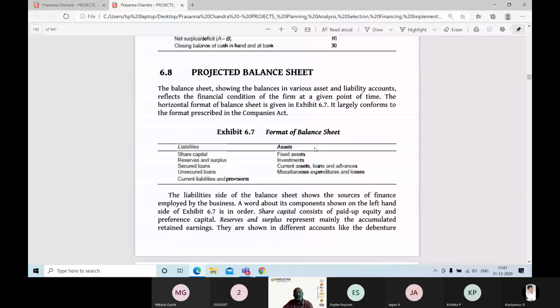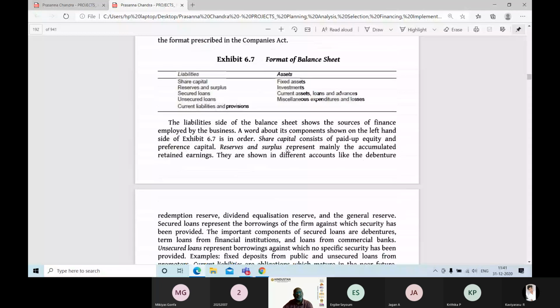Form of liabilities and assets on the horizontal side, they have to provide it, and accordingly they have to show it in a systematic manner. So here, in the liabilities side of the balance sheet, share capital consists of paid-up equity and preference capital. Reserves and surplus represent mainly the accumulated profits. They are shown in different accounts like debenture redemption reserve, dividend equalization reserve, and general reserve, like that.